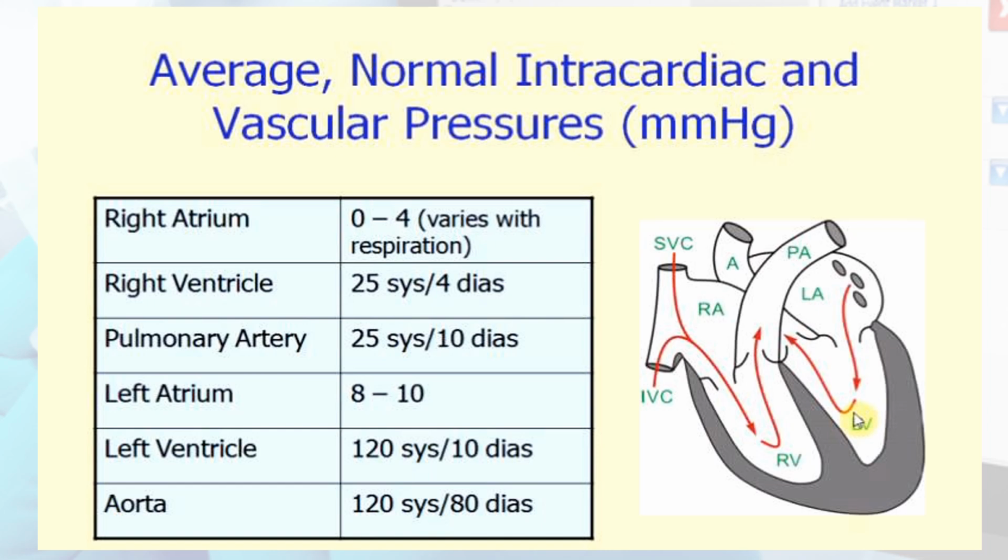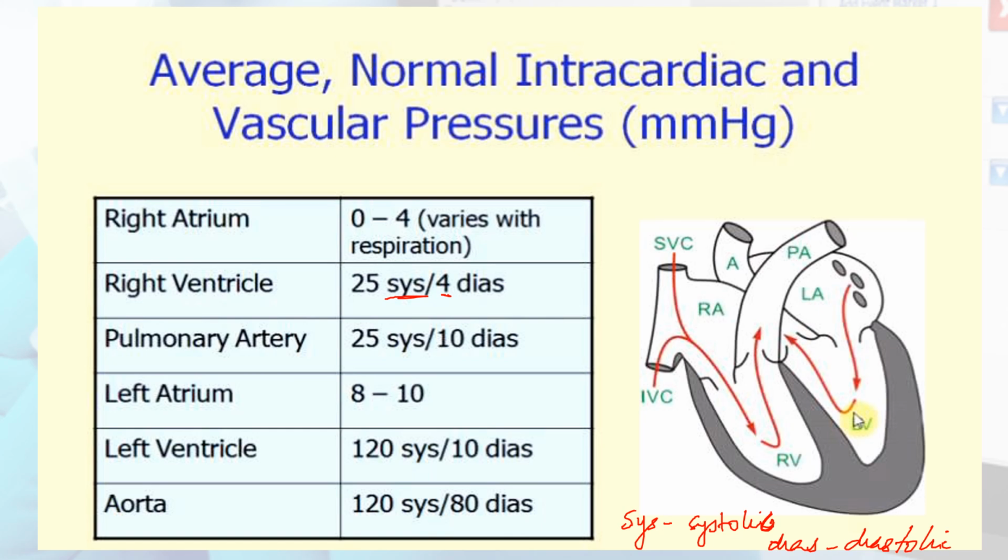This is a picture which shows the average normal intracardiac and vascular pressures. In the right atrium, the pressure is 0 to 4. It varies with respiration. In the right ventricle, the pressure is 25. The systolic blood pressure, here it is. Sys in the sense systolic. Dias in the sense diastolic. So in the right ventricle, the systolic pressure is 25 mmHg and the diastolic pressure is 4 mmHg.